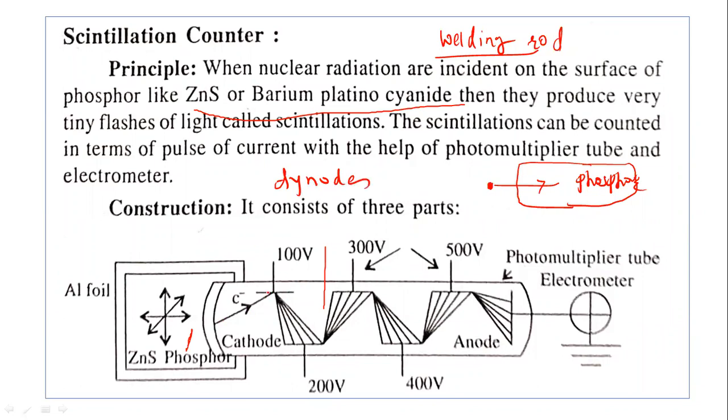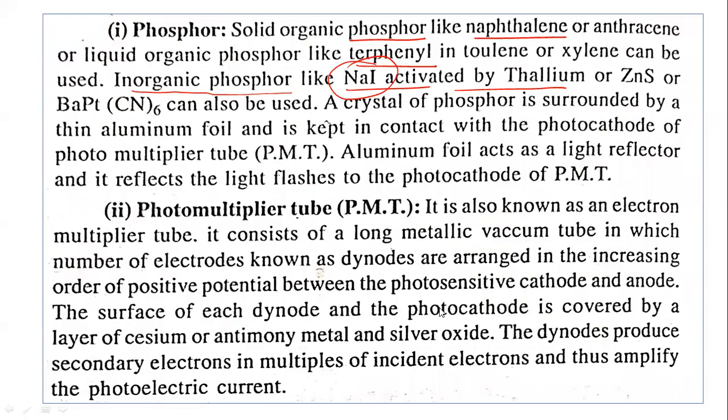Dynodes, particularly, there is also a cathode. It is coated by some active metal. Such dynodes are arranged with increasing potential. Suppose that at the first dynode we can apply a 100-volt potential, at the second dynode 200 volts, at the third dynode 300 volts, at the fourth 400 volts. In this way we apply increasing potential with the help of the dynodes.